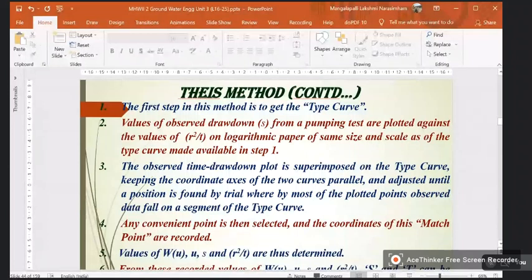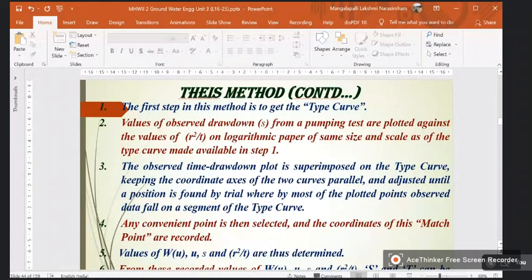The only requirement in this case is that we should note down the values of the drawdown starting from the beginning of the pumping, which is considered as t equal to 0, continuously over a long period of time. So that data is to be made ready for application of this method towards the calculation of the aquifer constants.